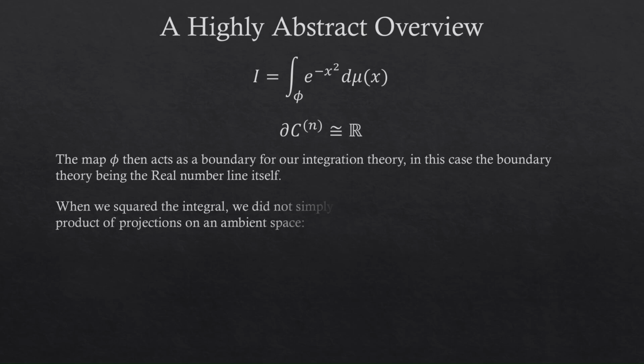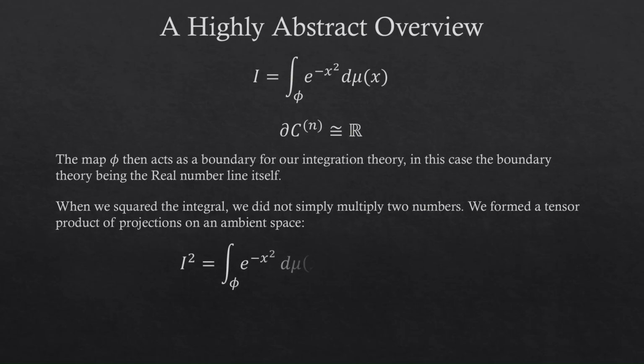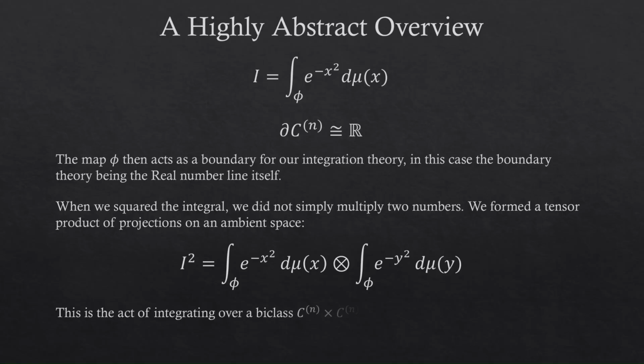But when we squared the integral, we didn't really just multiply two numbers. What we really did is form a tensor product of projections on an ambient space. So the integral over phi of e to the negative x squared through the measure on x, tensored with the integral over phi of e to the negative y squared through the measure on y. And this is the act of integrating over a biclass C_n cross C_n of coherent structures.